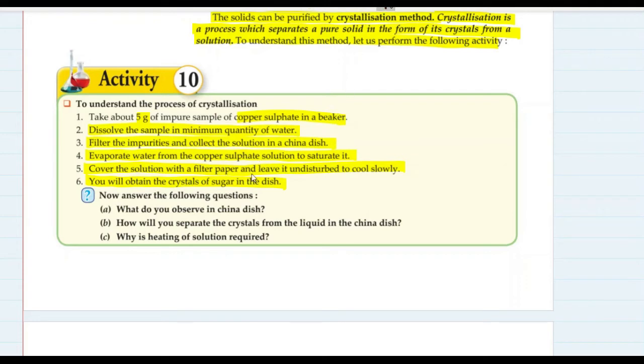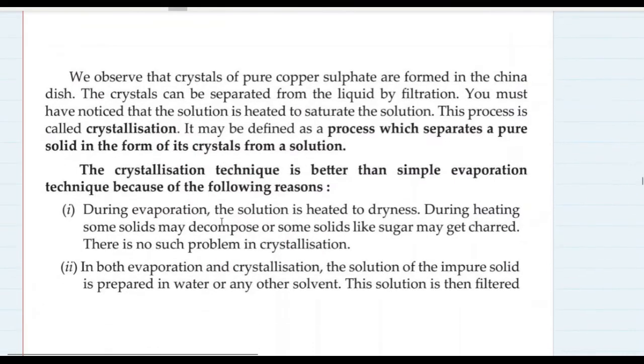No, this is wrong. You will obtain the crystals of copper sulfate, CuSO4, not sugar. Okay, this is some mistake here. So what do you observe in the china dish? You observe crystals of copper sulfate. How will you separate the crystals from the liquid in the china dish? By evaporation. Why is heating of the solution required? For evaporating the liquid part.